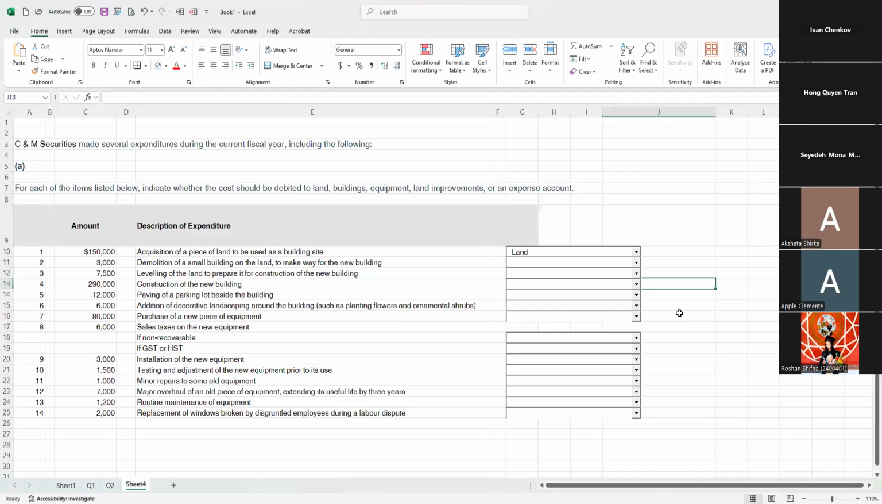Demolishing of the small buildings on the land to make way for the new building. Land. Is that an asset? Yes. To which asset can I use the land if I don't demolish this building? No. So is it part of the cost of the land? Yes. Cost of the land. Okay. Next one.